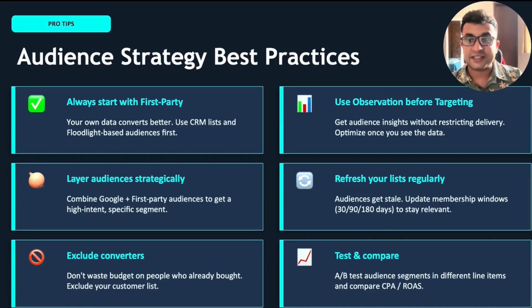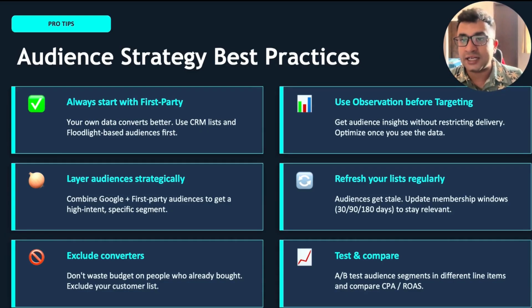What are the audience strategy best practices? Okay, we should always start with first party audience targeting, because that's our own data and it converts better. Use CRM lists and Floodlight based audiences first. Use observation before targeting. Get audience insights without restricting delivery. We can observe what those audience lists are, how they are performing, and then we can particularly target them.